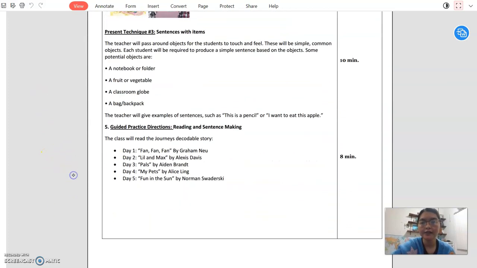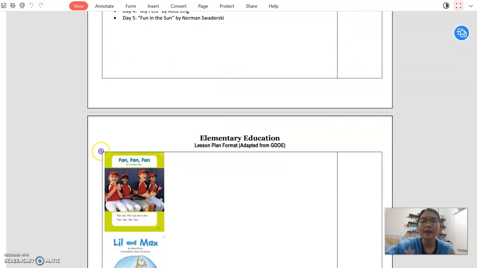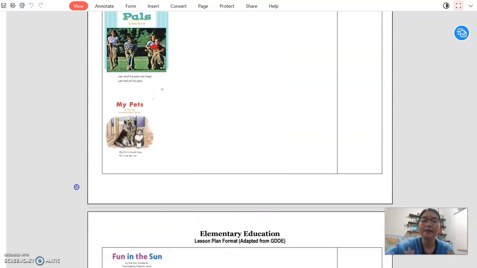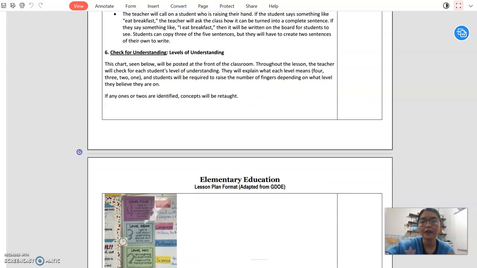For guided practice, and for their other present technique, it is passing around a physical object for them to make sentences with. For guided practice, they do readings, they identify the complete and incomplete sentences, and they also make sentences.